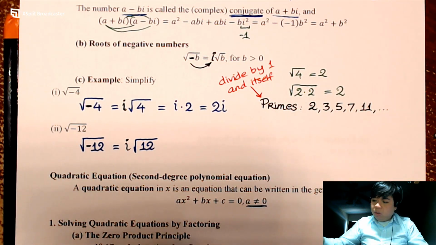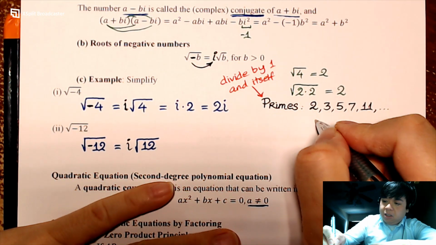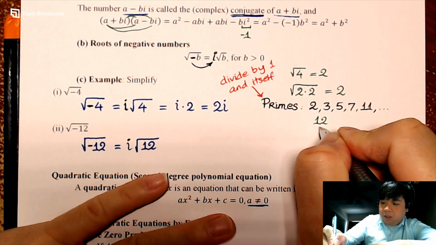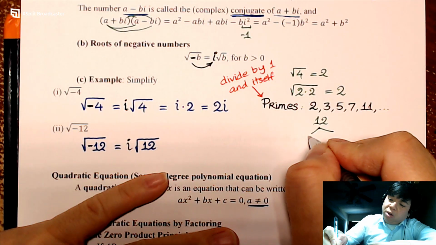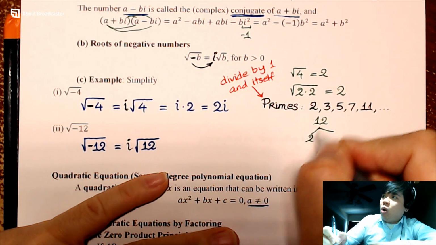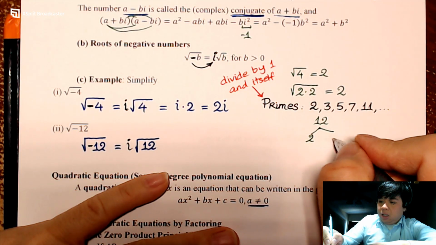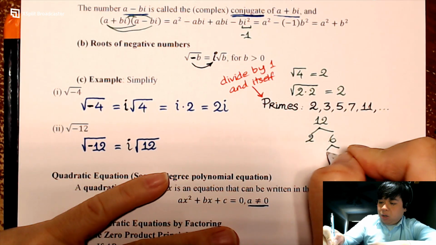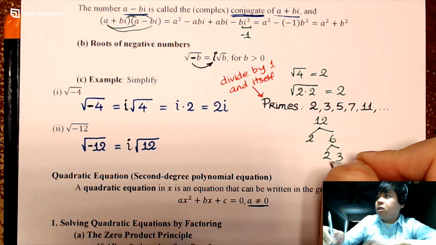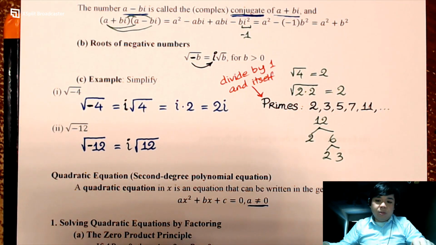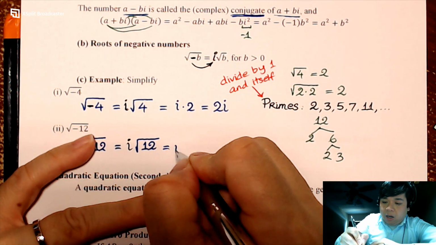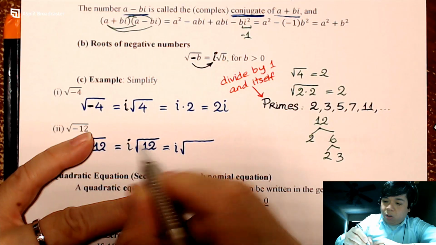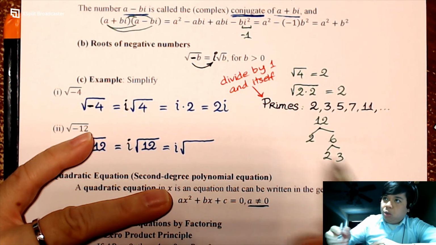So now we have 12. We do the same thing. 12, the first prime number it is divided by is 2. 12 divided by 2 is 6. 6 is 2 times 3. So we write the square root of 12 is going to be 2 times 2 times 3.